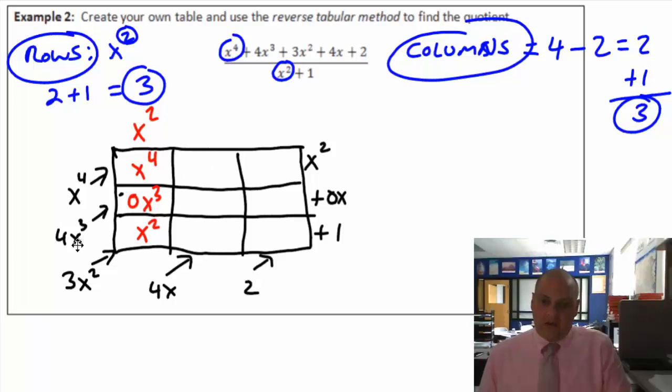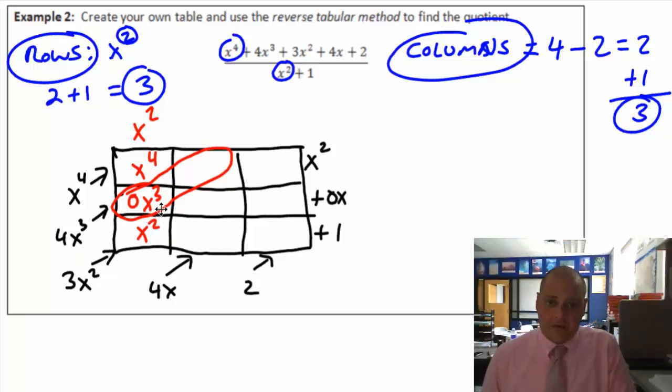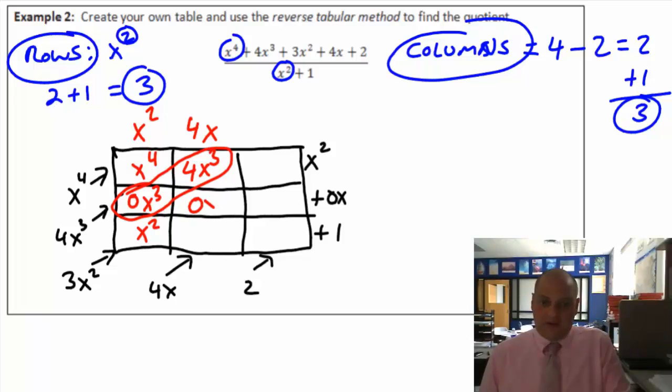Next diagonal, 4x to the 3rd. Well, this is 0x to the 3rd. My whole diagonal here needs to be a total of 4x to the 3rd. I have 0x to the 3rd here, so this must be 4x to the 3rd, so that they add up to 4x to the 3rd. I have x squared here, so this must be 4x. 4x times 0x is 0x squared, and then 4x times 1 is 4x.